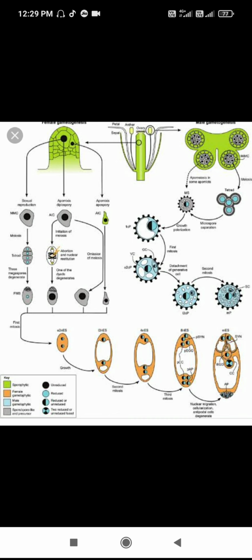Which later becomes spatial and never enters the pollen tube. Next, the generative cell divides into two male gametes. According to these authors, the generative cell divides directly into male gametes and does not form stalk cell and body cell. You have to remember this.